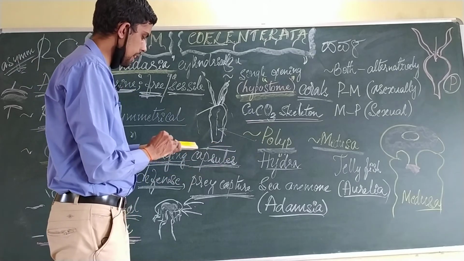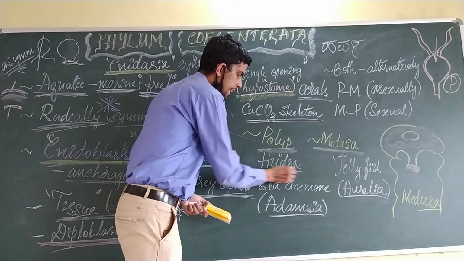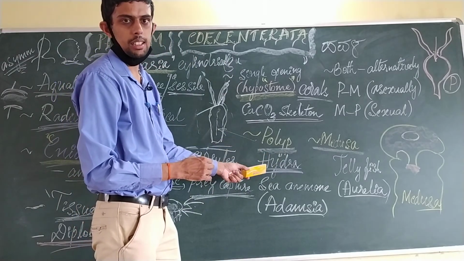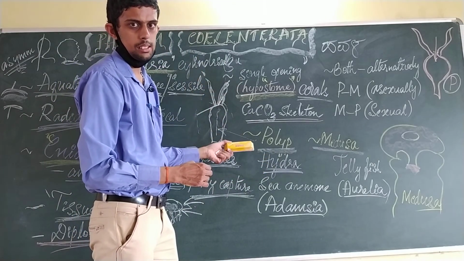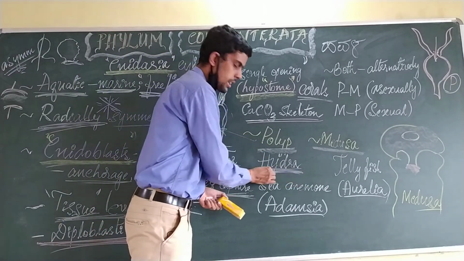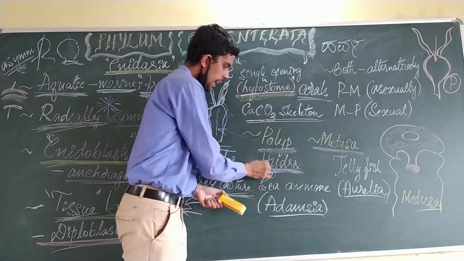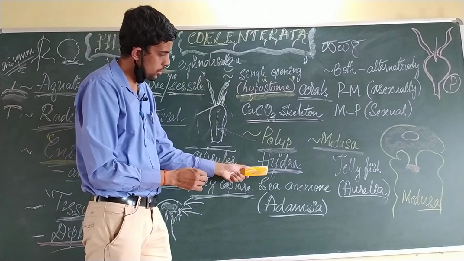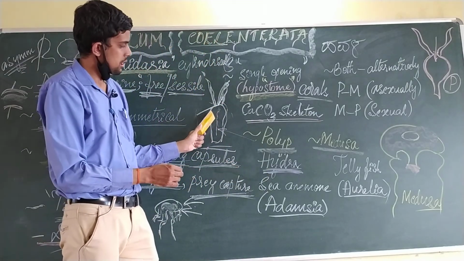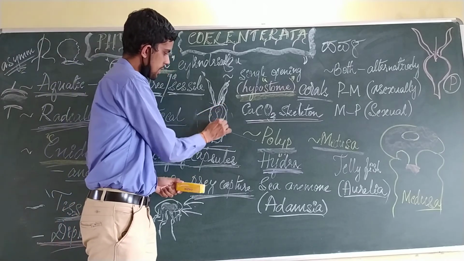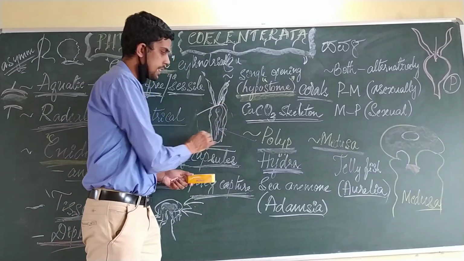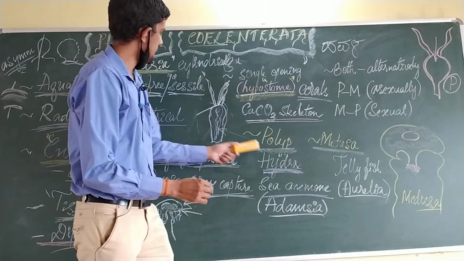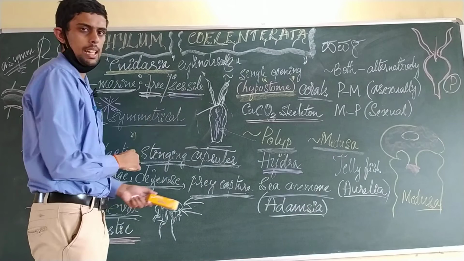An example for such a polyp is the hydra. You students have studied this hydra earlier, right? Here, this is an animal which belongs to the cnidarians, and here you find such elongated structures with a cavity inside. And the other one is the sea anemone, which is a sessile organism.